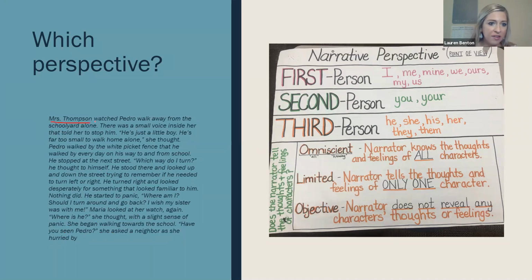Moving on, it says, Mrs. Thompson watched Pedro walk away from the schoolyard alone. There is a small voice inside her that told her to stop him. He's just a little boy. He's far too small to walk home alone, she thought.